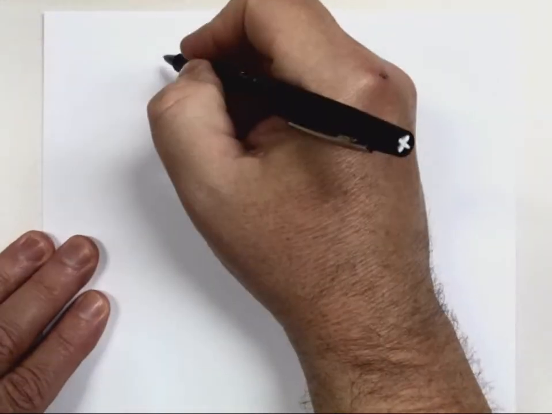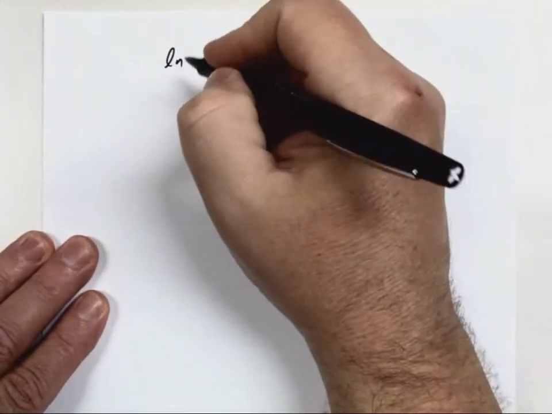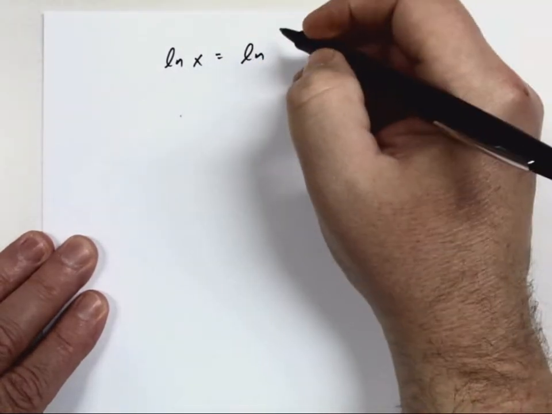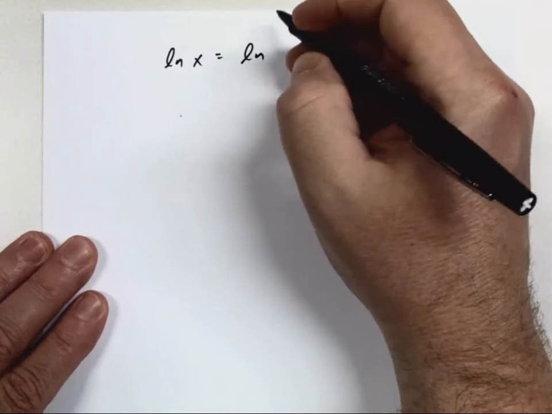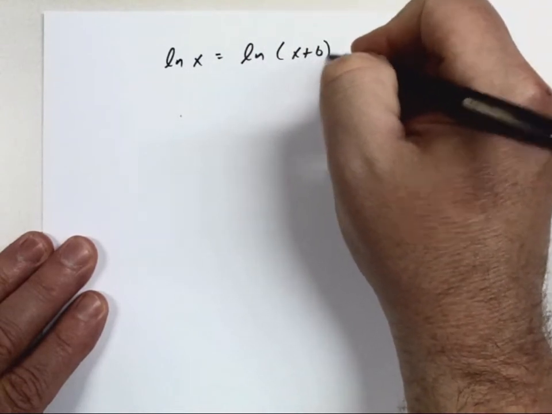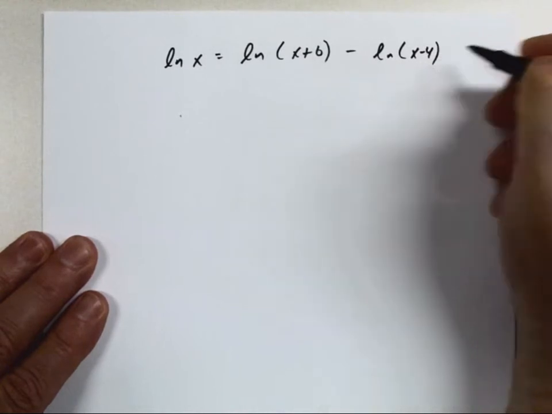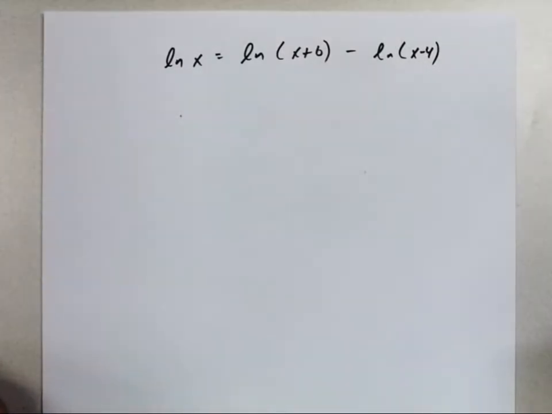Let's get one more, maybe a little more involved than the one so far. We'll do a natural log problem. All the same steps and rules apply. So natural log of x equals natural log of x plus 6 minus natural log of x minus 4. Looks like I got a problem of 3 natural logs.